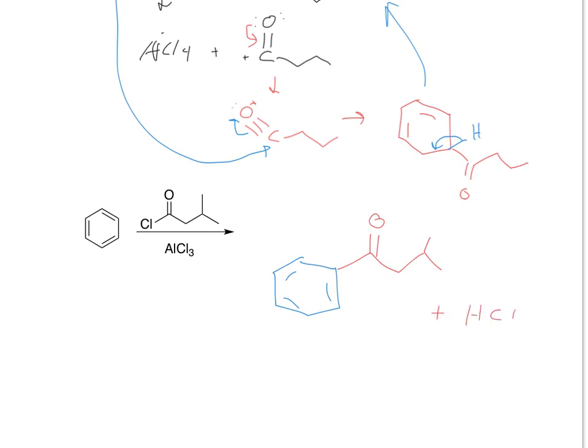And remember, we don't see the aluminum trichloride in our product because it's a catalyst, right? It's used to rip off this chlorine and activate it. It makes this a better electrophile by pulling off that chlorine and making that carbon and carbon-oxygen carbonyl into a better electrophile, right? By being electron deficient. All right, hopefully this helped.